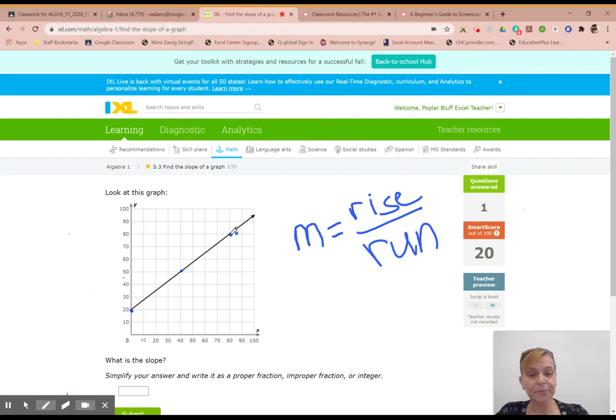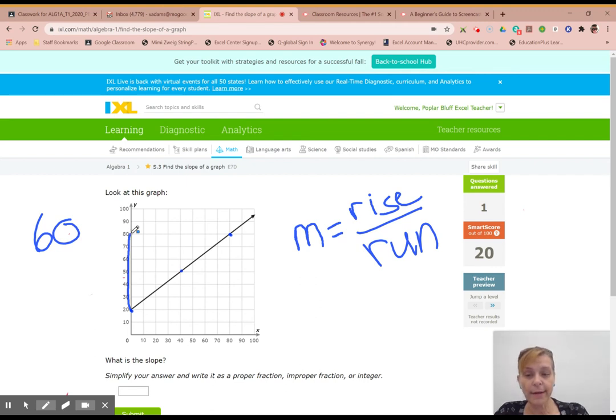So let's say we're going to use this point here and this point way over here. What is the rise from this point up to this point? In other words, how many did we go up? You notice that it goes from 20 to 80. So 80 minus 20 means that it rose 60. So the rise right here is 60.